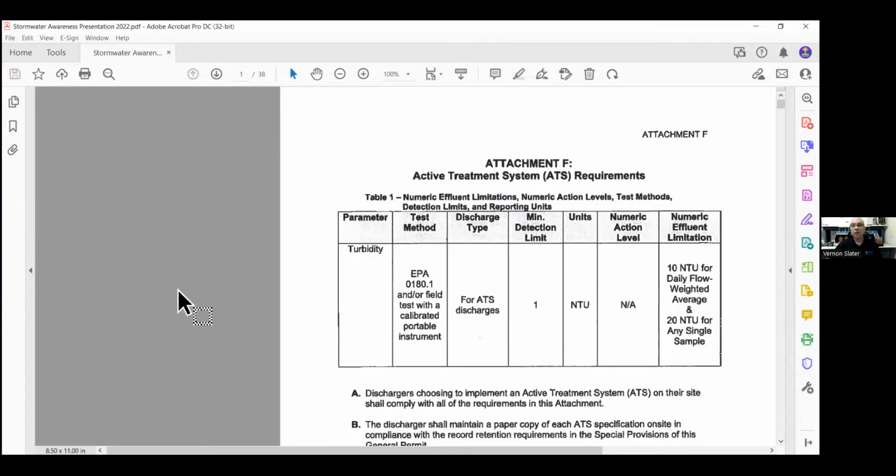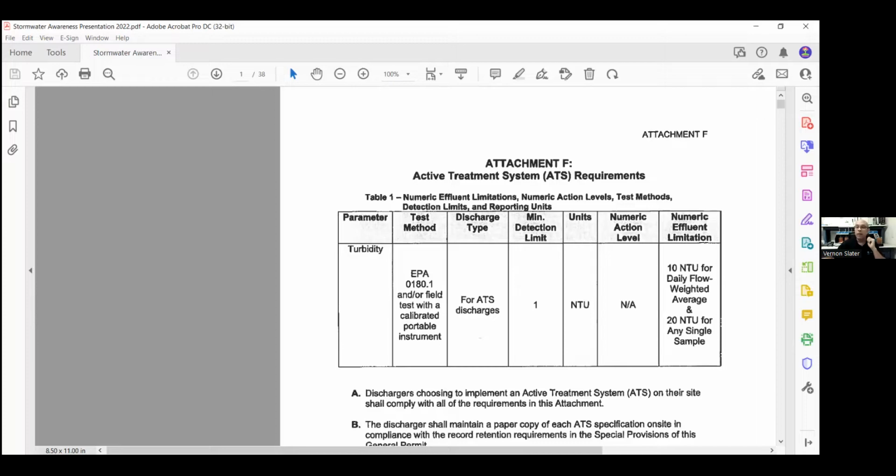All right, so the first question I received that was new this year was, what are the requirements I must follow when operating an active treatment system? Attachment F of the general construction permit gives you all your rules. It is your Bible to active treatment systems. This is the last permit's front page. This is a 10-page document.